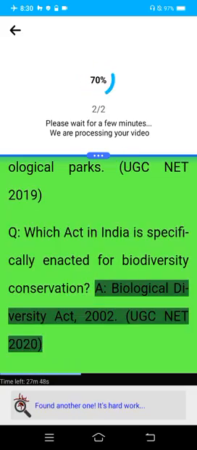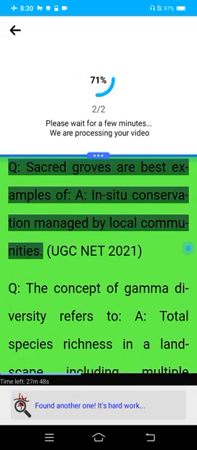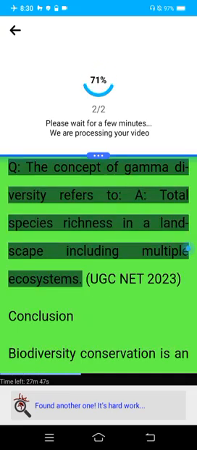Biological Diversity Act 2002. UGC NET 2020. Q. Sacred groves are best examples of in situ conservation managed by local communities. UGC NET 2021. Q. The concept of gamma diversity refers to total species richness in a landscape including multiple ecosystems.